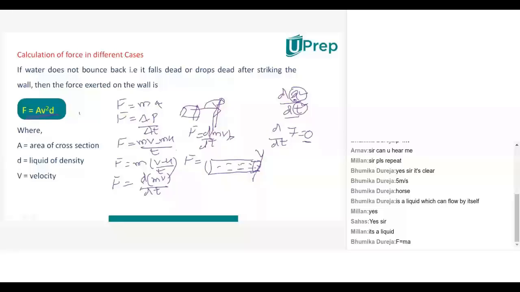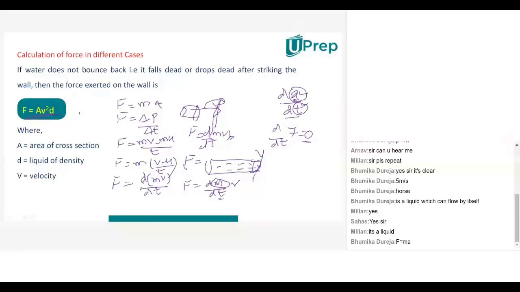So what equation can we write? F is equal to dm by dt into v. So dm by dt means what? The rate of change of mass. How much mass is changing with respect to time? So we have to find out this mass, how much mass of fluid is coming and hitting.